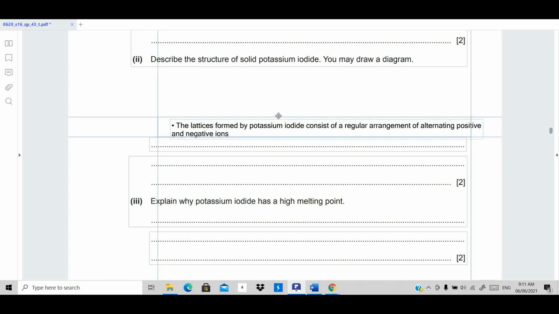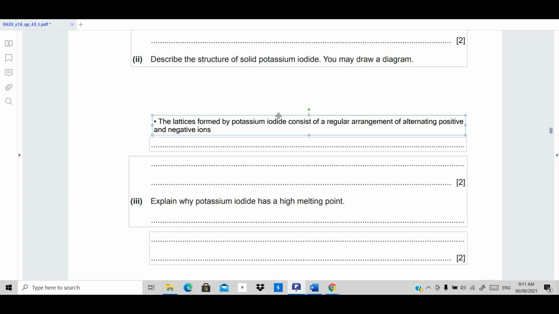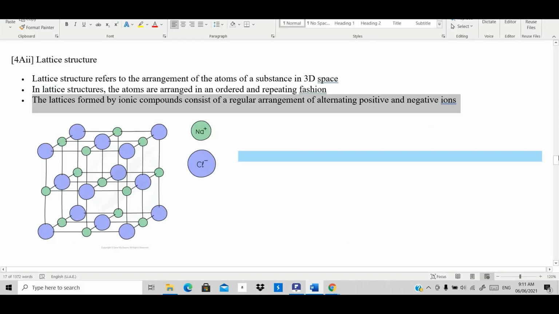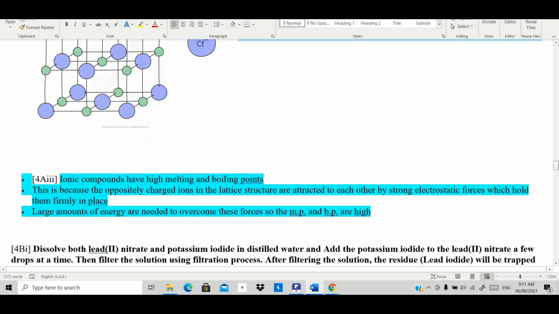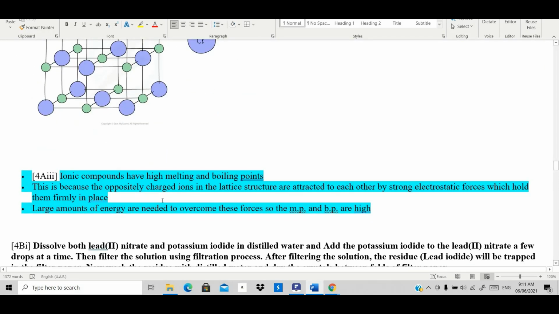Okay. Now, moving on to part 3. Explain why potassium iodide has a high melting point. This is actually a very easy question. You need to be familiar with the general properties of ionic compounds, and I have noted them for you so you are not confused. One property of ionic compounds is that they have high melting points and boiling points. This is the reason they have given. So basically ionic compounds have high melting and boiling points.